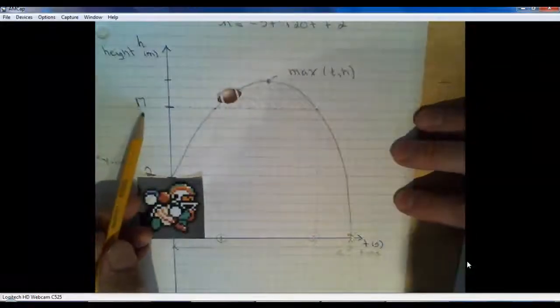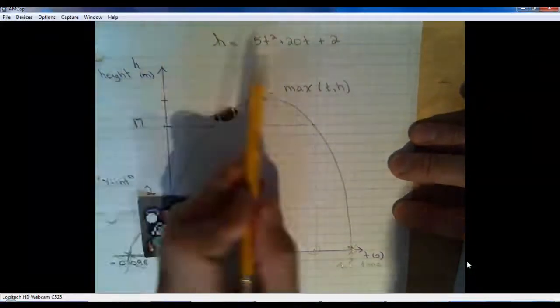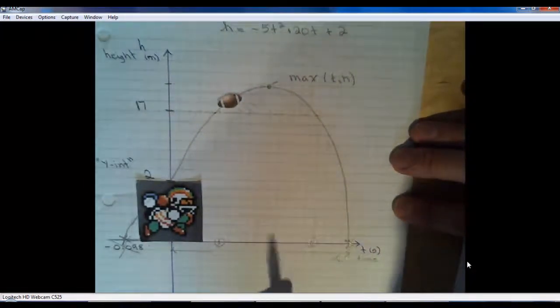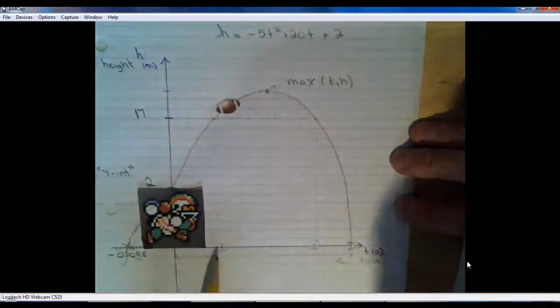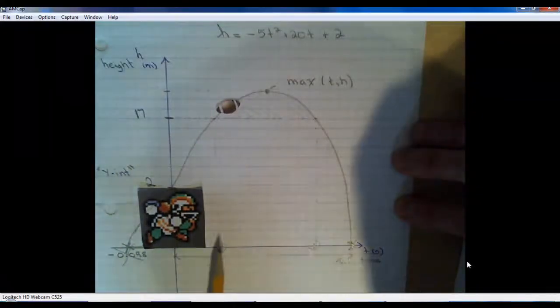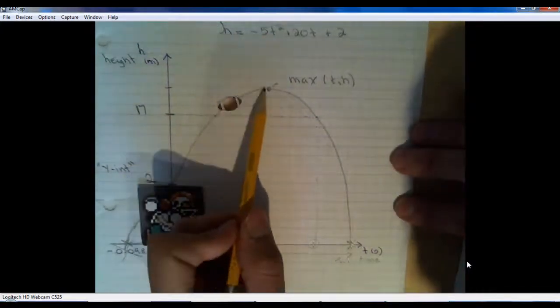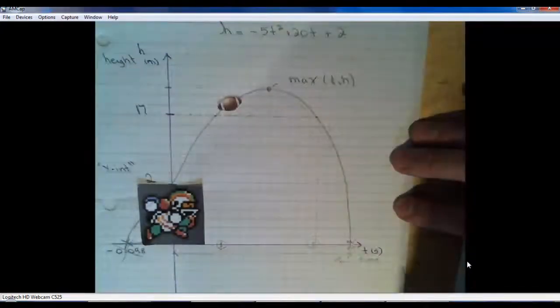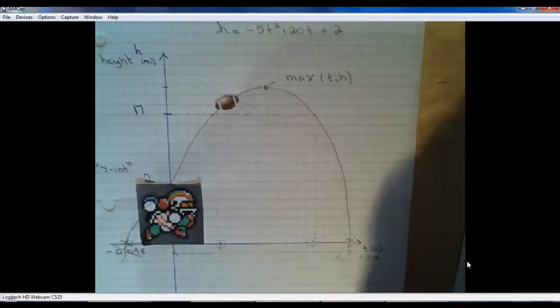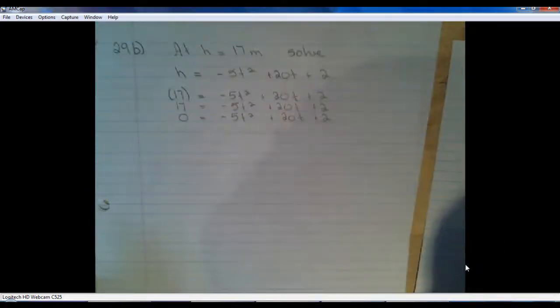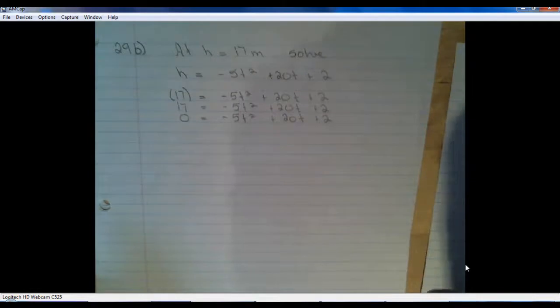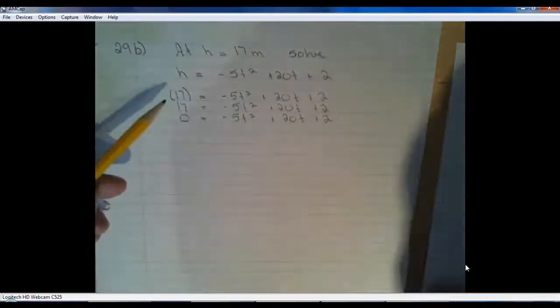So whenever you replace 17 for h and solve this quadratic, the 2 solutions you're going to get out of that quadratic are these 2 times. Okay? The time where it began, a height of 17 meters, and then it continues over 17 meters, and then the time where it ends being 17 meters. So let's set up our quadratic with h equals 17 and solve it. Okay, so I've set this up at h equals 17 meters, we want to solve our quadratic. So we replace 17 for h, and we're going to solve this.